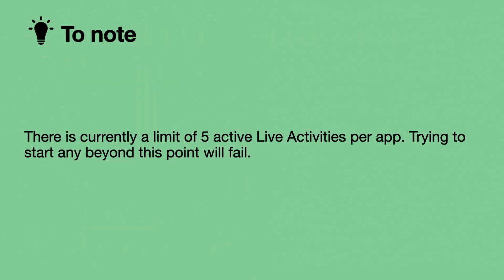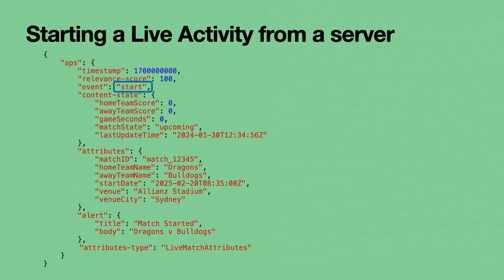And so speaking of multiple live activities, there's currently a limit of 5 active ones per app. There's no point trying to start any beyond this point because they'll fail. That's just a system enforced limit. And because this is an event we're sending when we want to start a live activity, we need to set the event type to start.